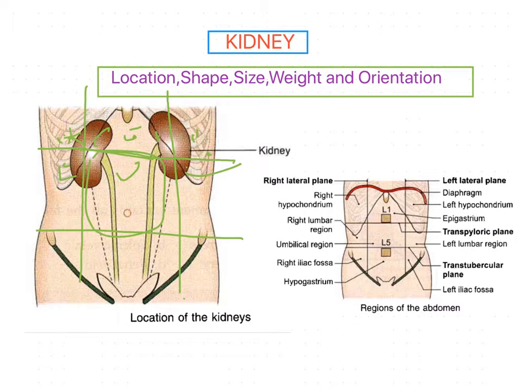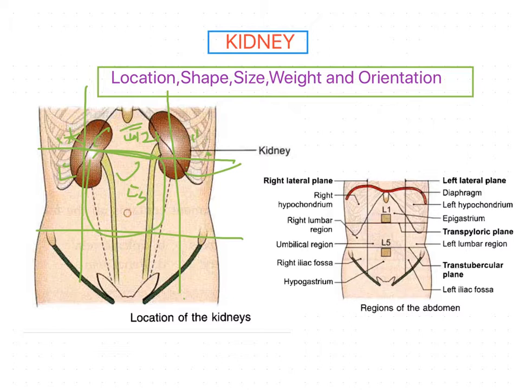Okay, vertically they extend from the upper border of the 12th thoracic vertebra to the center of the body of the 3rd lumbar vertebra. So here on the upper border you'll have the 12th thoracic vertebra, T12 to L3. So these kidneys are located in between these two vertebrae.